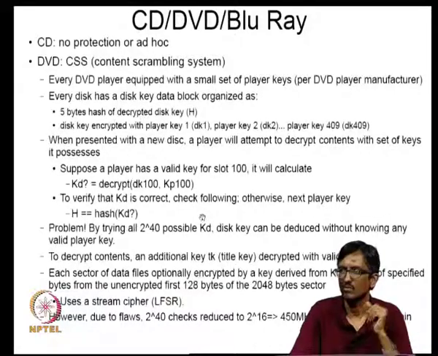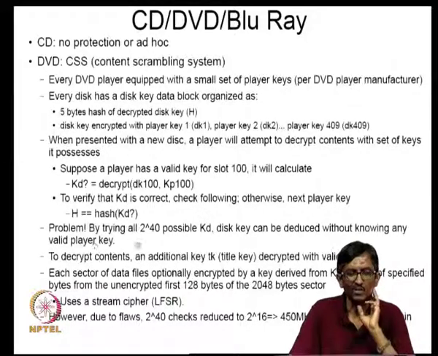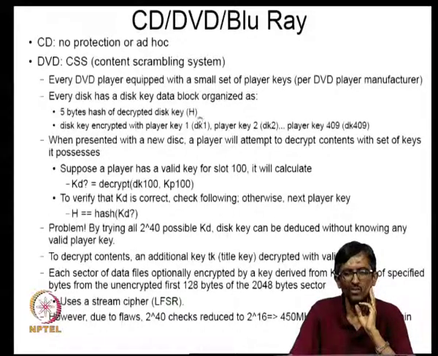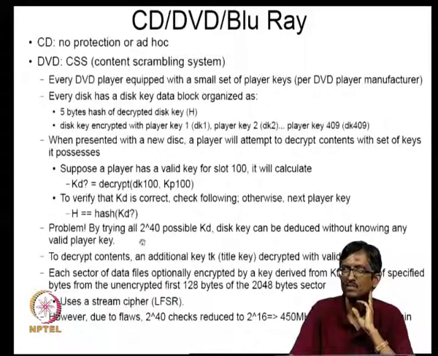Then you can decrypt it. Now, the only problem here is that you notice this equation: this H is known, and you can generate all these KDs yourself. There is no requirement of any player key here. So you generate, if it is a 40-bit key, you have to generate 2 to the power of 40. How much is 2 to the power of 40?